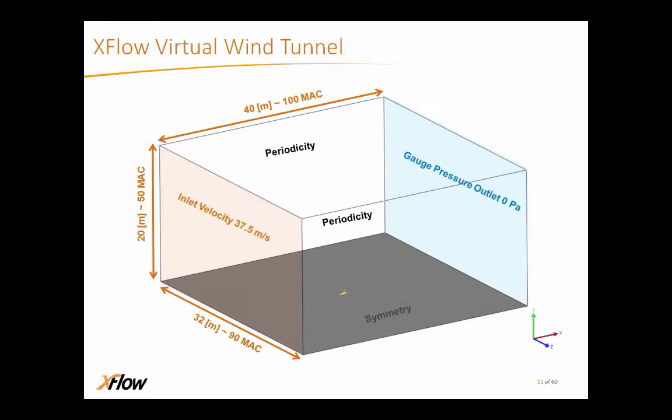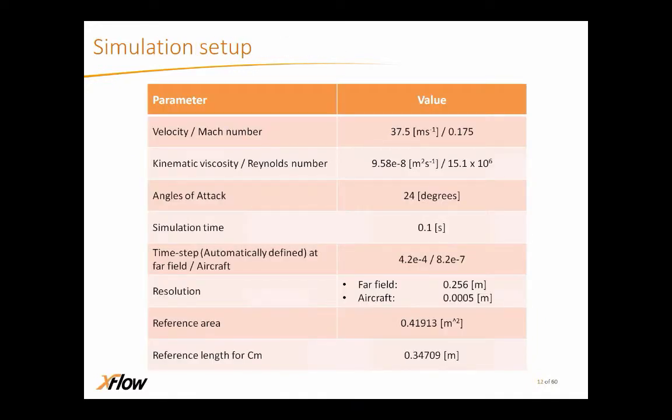Just a table which summarizes the setup I'm going to do later on, but you're going to see that on the GUI anyway. So we said we got a Mach number of 0.175, which corresponds to a velocity of 37.5 meters per second. I'm going to adjust the kinematic viscosity and density in order to have the same Reynolds number of the wind tunnel results. And I'm going to use an angle of attack of 24 degrees. That's a really high angle of attack.